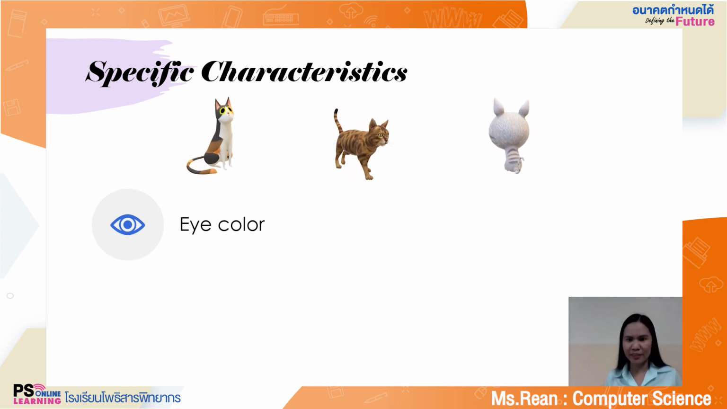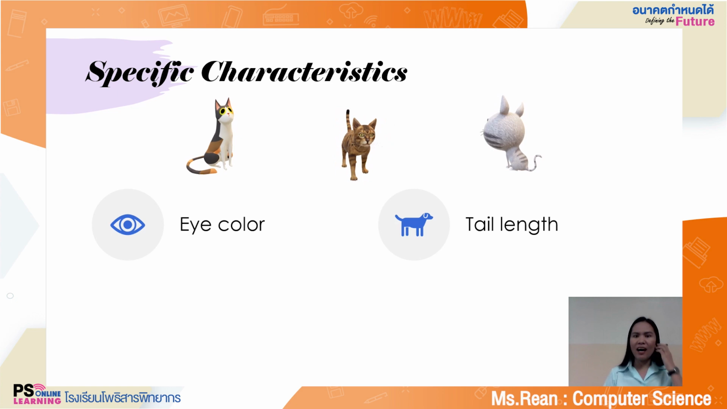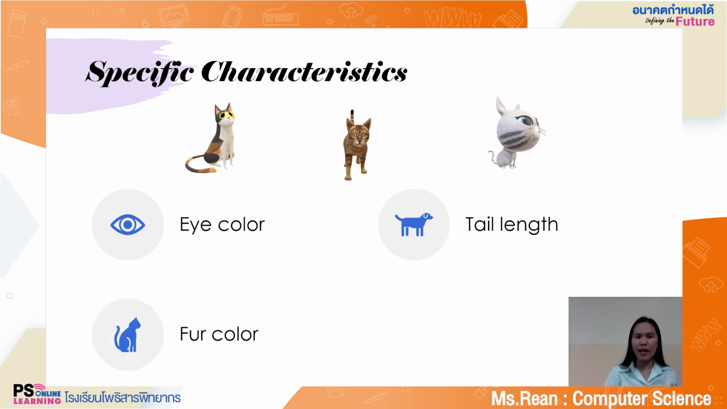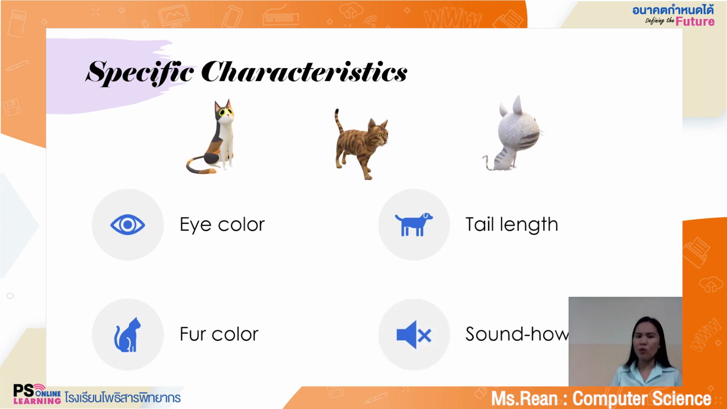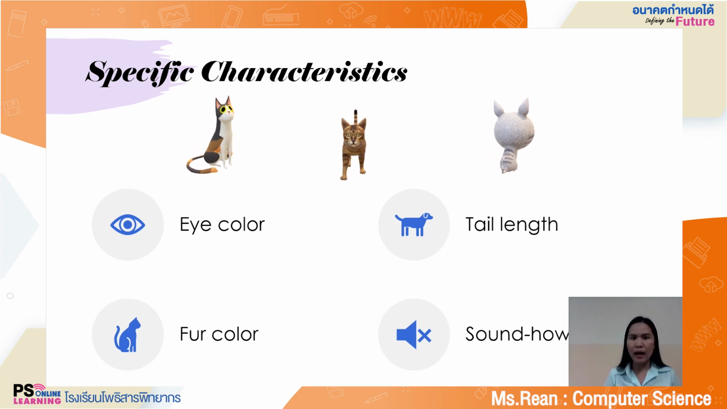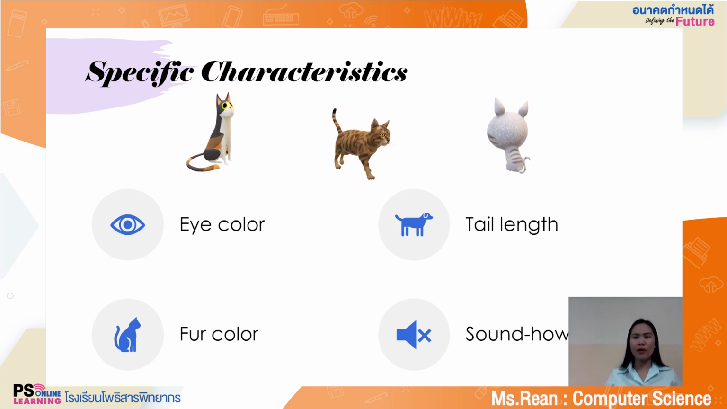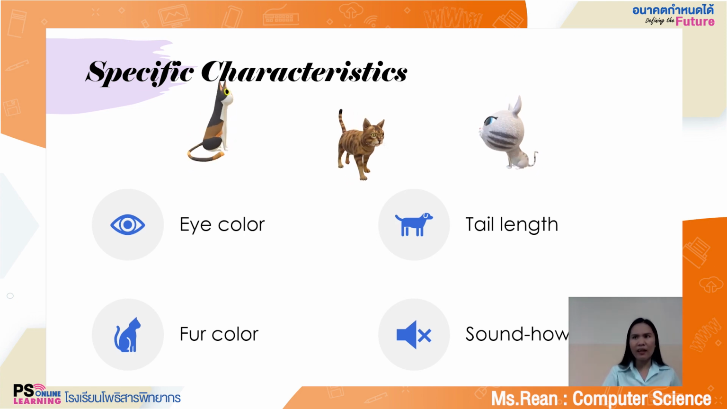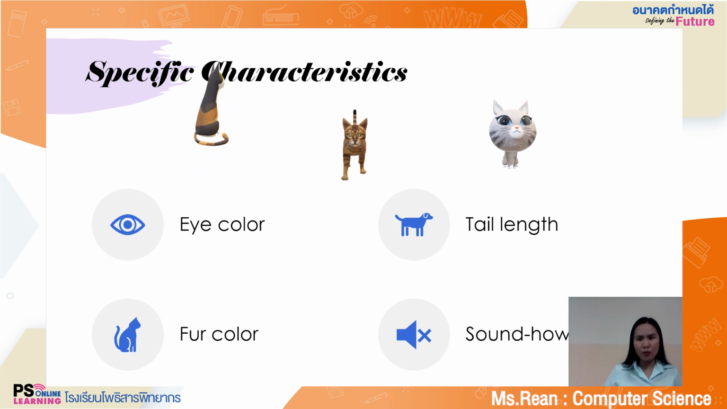I hope you understand. Next, tail length. The other one is longer, the other one is shorter. So that's the specific characteristic that they have. Another one, the fur color. They have different fur color. And the other one, the sound. How loud? Yes, they all make a meow sound, but maybe the other one can make a louder sound.